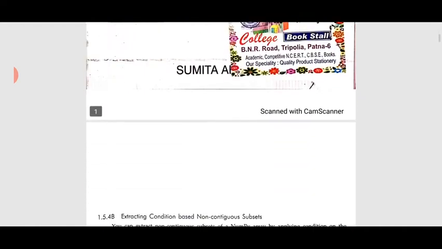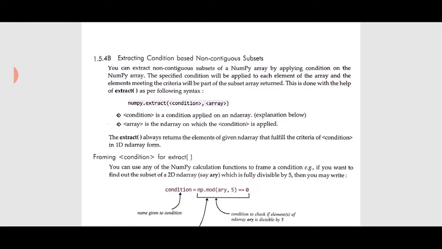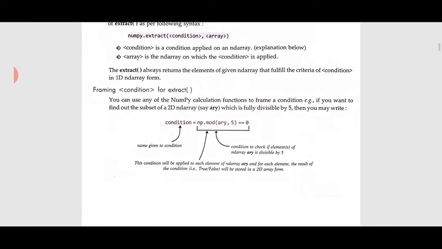So, today we are going to see extracting condition based non-contiguous subsets. In our previous classes, the contiguous subset of an array may be obtained through the H-split, V-split, and split functions that we discussed. Using extract and compress, we can extract non-contiguous subsets also. So that we are going to see. Here in this example you can see framing a condition for the extract function.